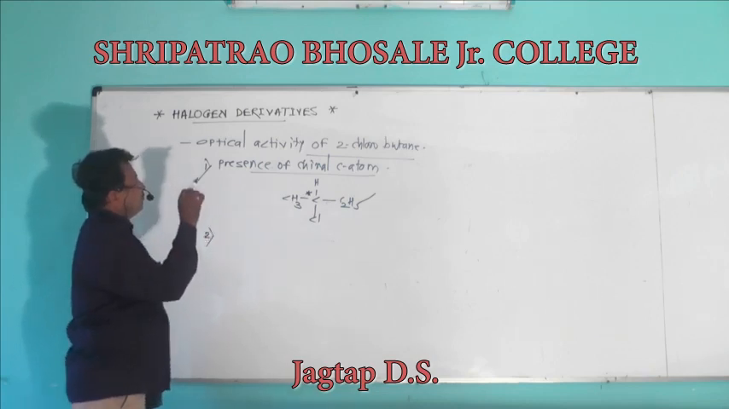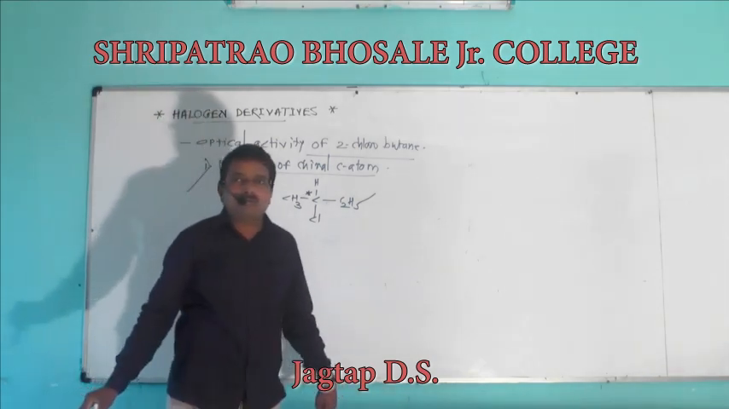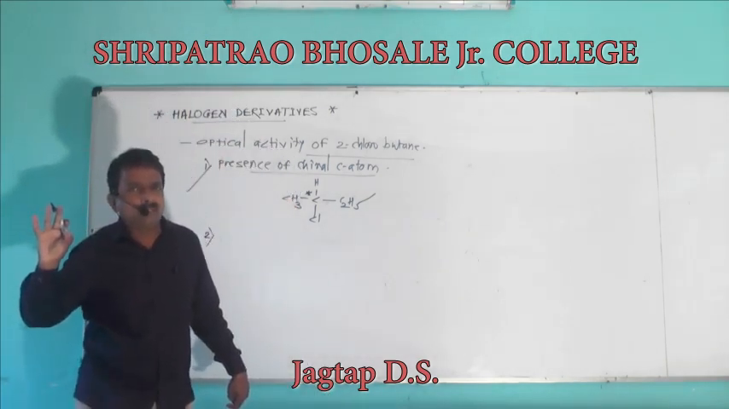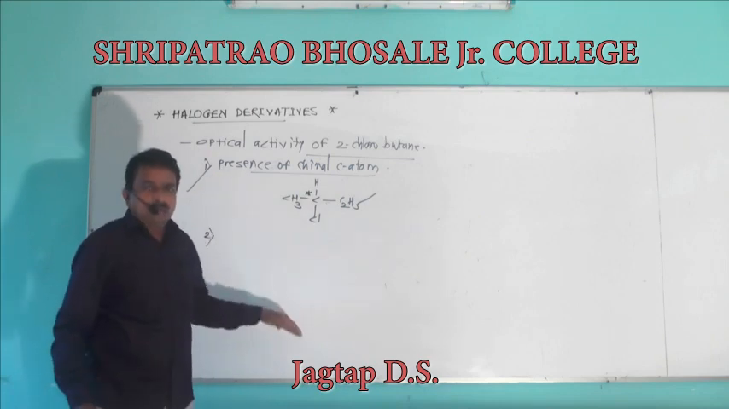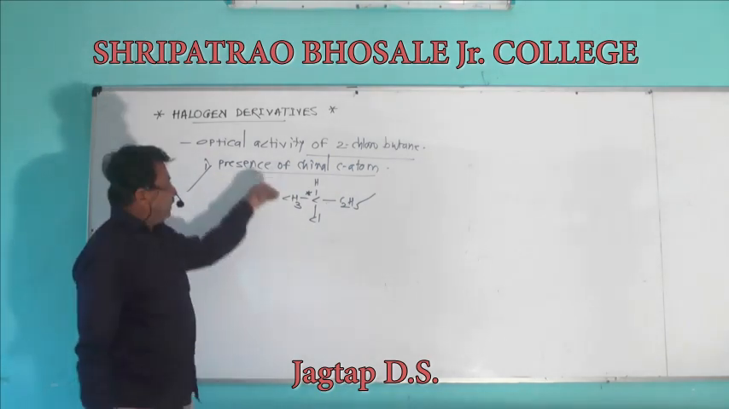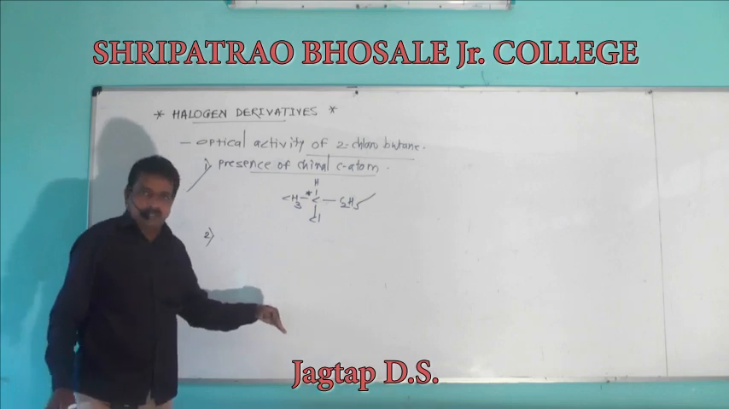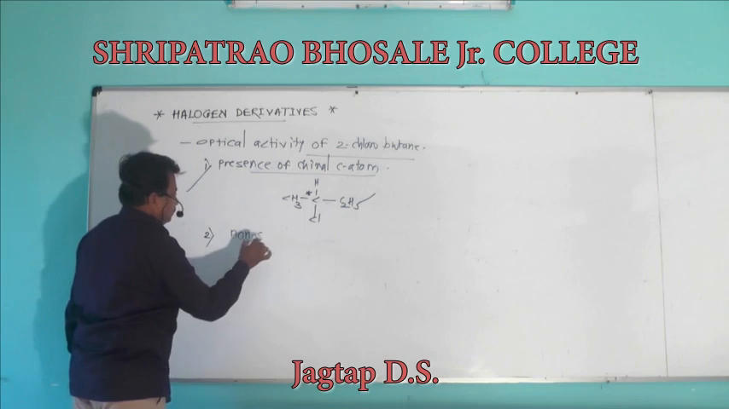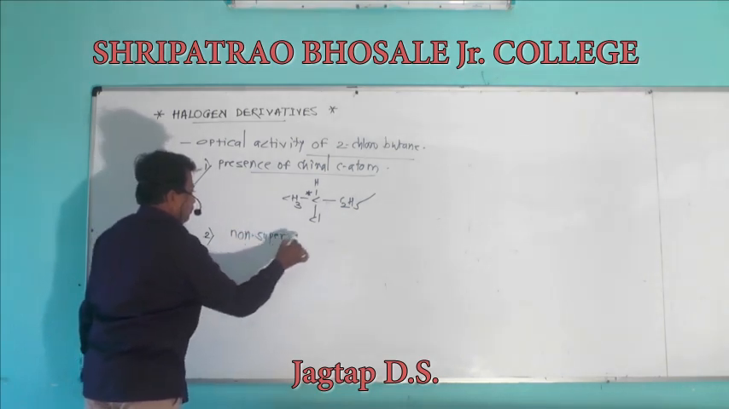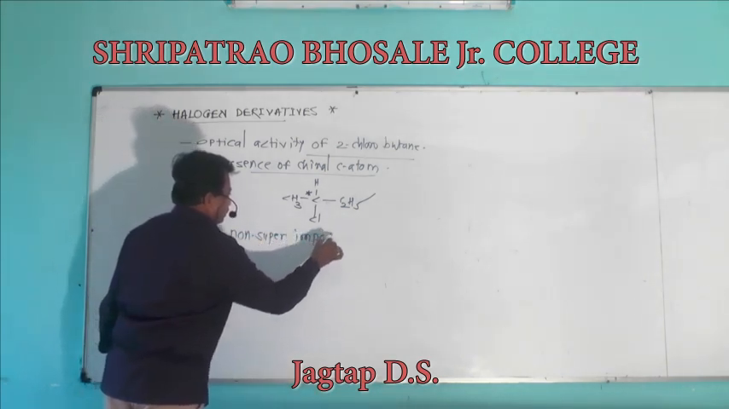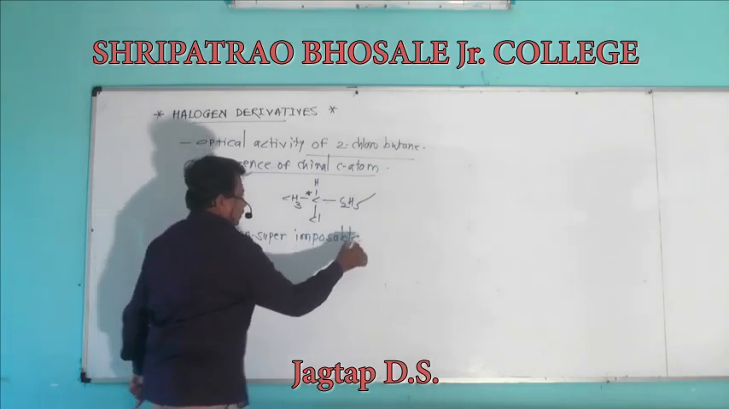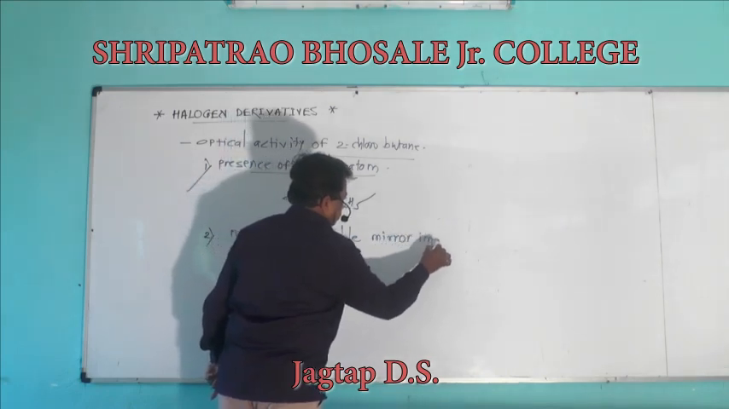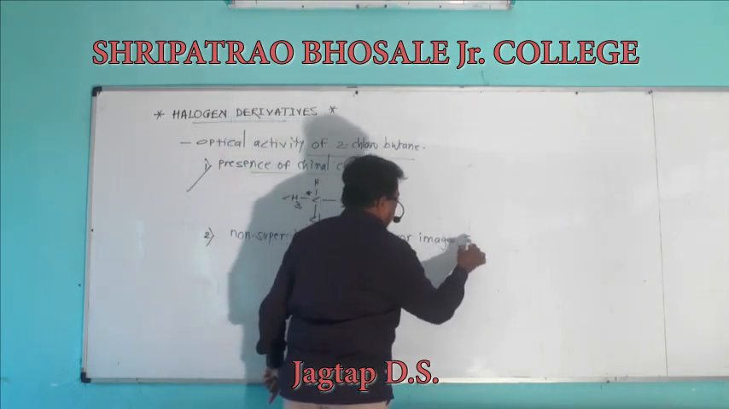Point number 2: the optical activity of 2-chlorobutane, or of any optically active compound, can be explained by the following 3 points. Point number 2 is non-superimposable mirror image structures.